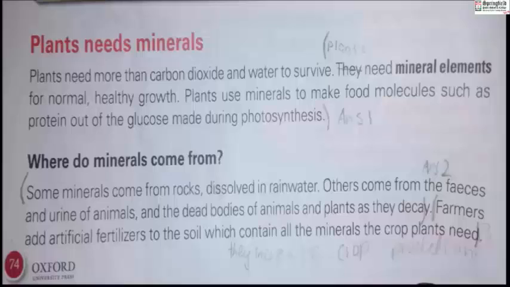Some minerals come from rocks dissolved in rainwater, others come from the feces and the urine of animals, and the dead bodies of animals and the plants as they decay. Farmers add artificial fertilizers to the soil, which contain all the minerals the crop plants need.